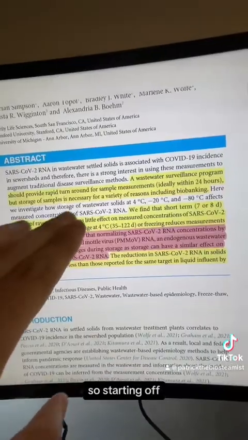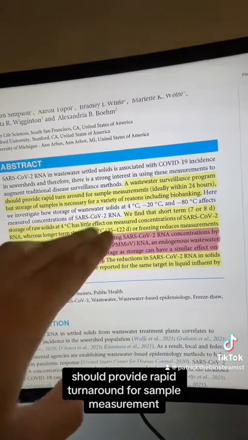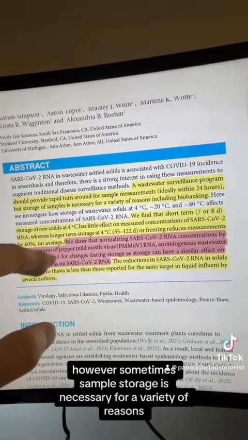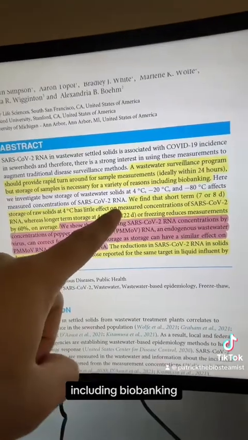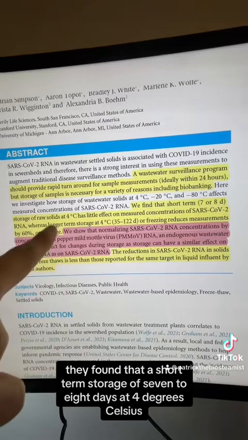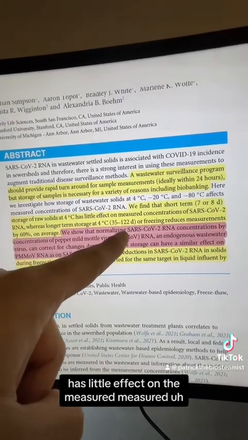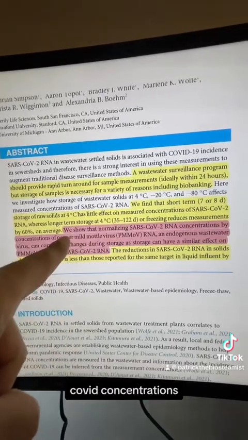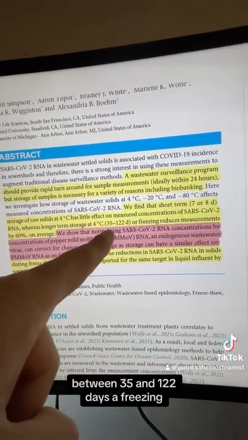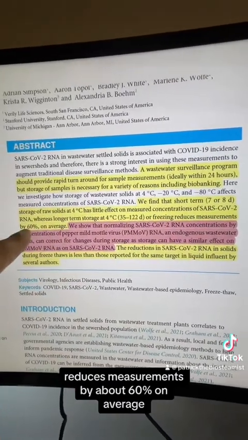So starting off, a wastewater surveillance program should provide rapid turnaround for sample measurement, ideally within 24 hours. However, sometimes sample storage is necessary for a variety of reasons, including biobanking. And in this study, they found that a short-term storage of 7 to 8 days at 4 degrees Celsius, so this is refrigeration temperature, has little effect on the measured COVID concentrations, whereas longer-term storage at refrigeration temperature between 35 and 122 days, or freezing, reduces measurements by about 60% on average.